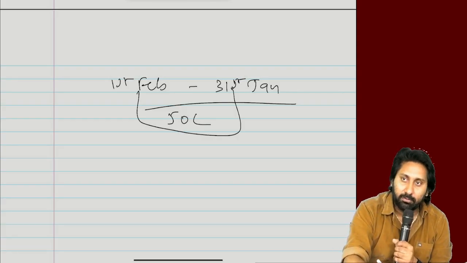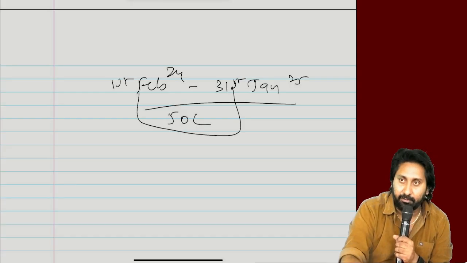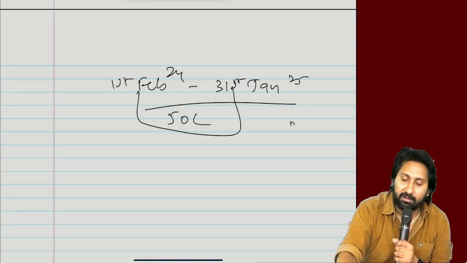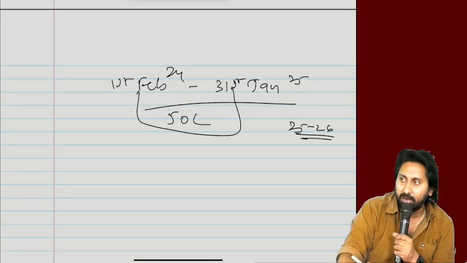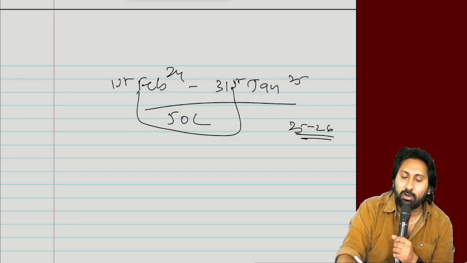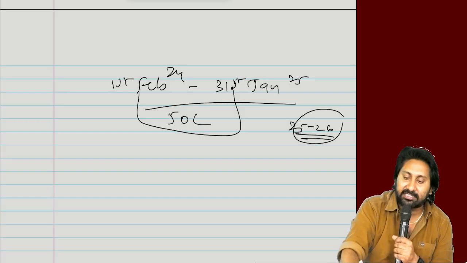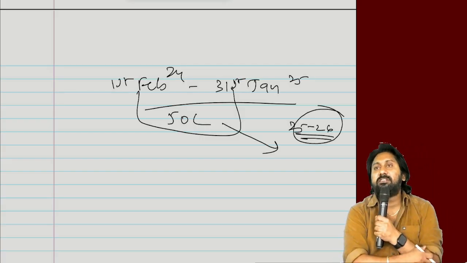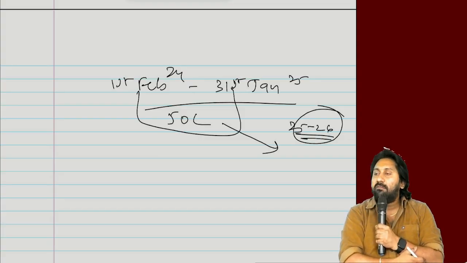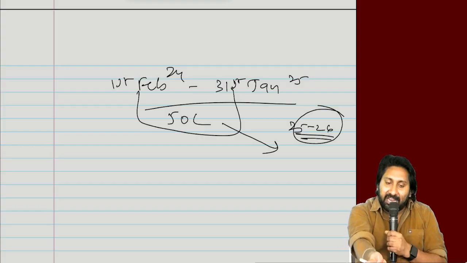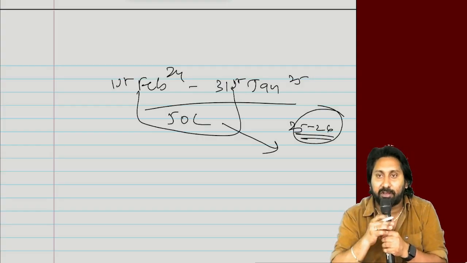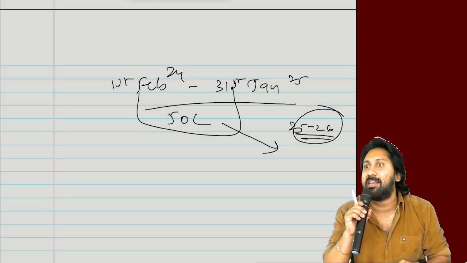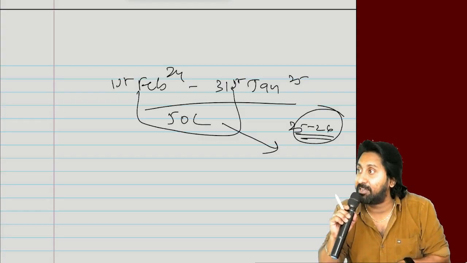What will you do? 24, 25. Okay? So I have assessment year 25-26. Now I wanted to pay tax in the assessment year 25-26 on 50 lakhs. Is it valid or not valid? Not valid. Why not valid? This 50 lakhs is not the income of the proper financial year of 12 months starting from 1st of April.